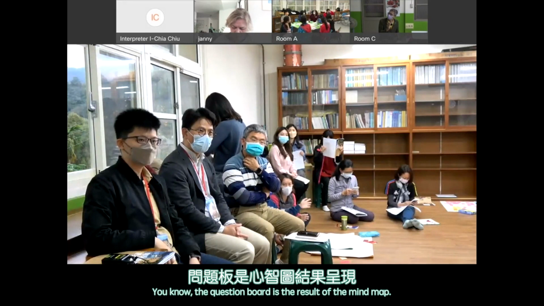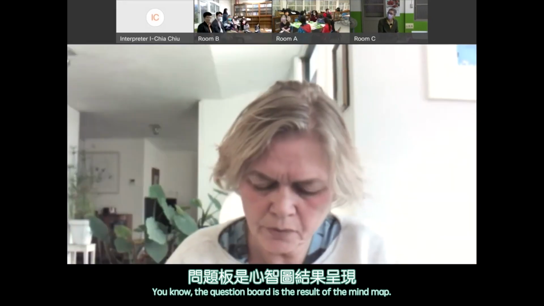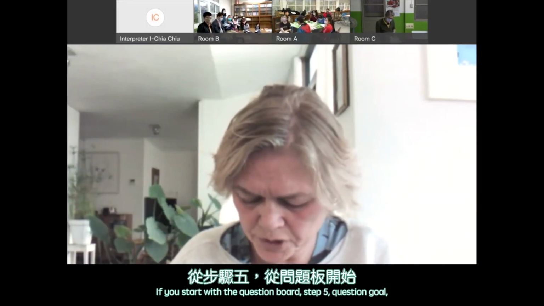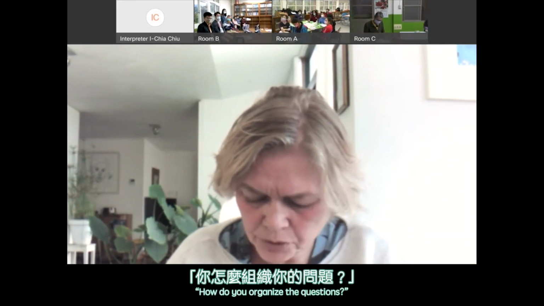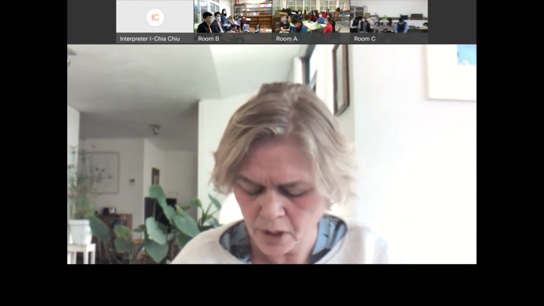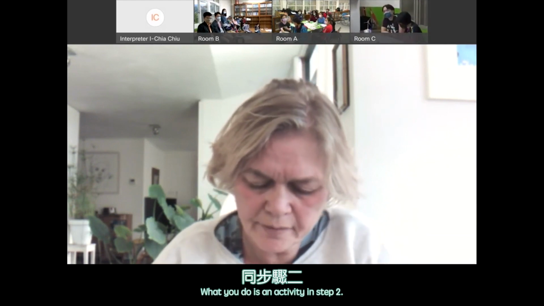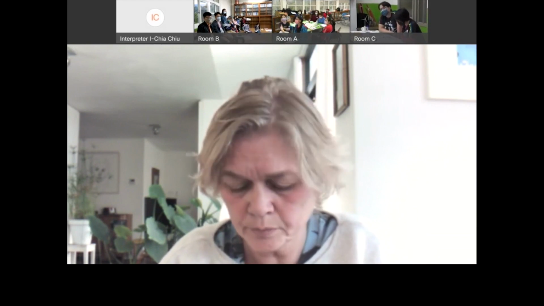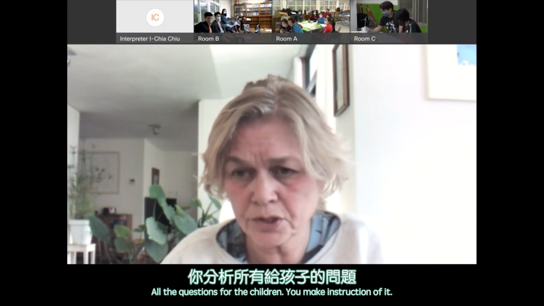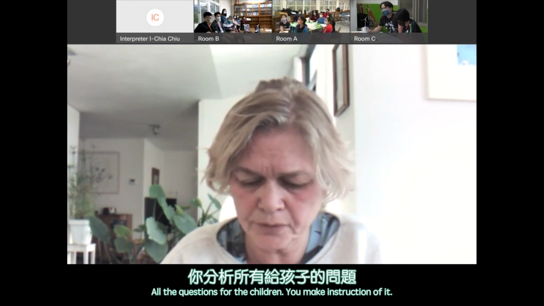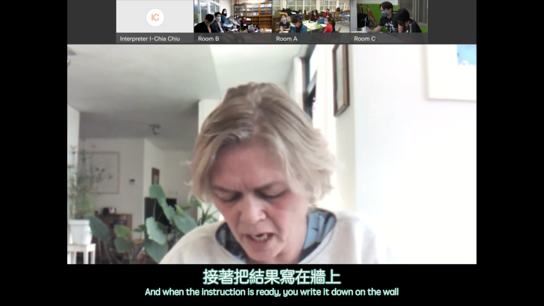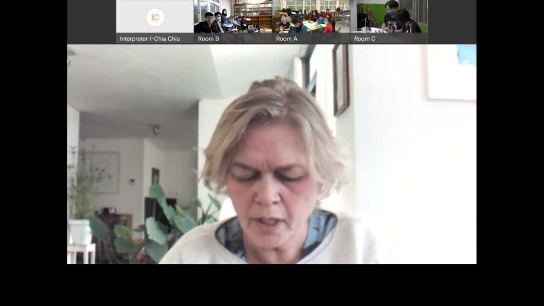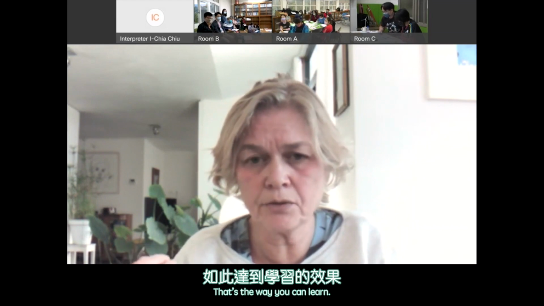You know, the question board is the result of the mind map. If you start with the question board, step 5, the question wall, how do you organize the questions? What you do is an activity in step 2. You organize all the questions of the children, you make a structure of it. And when the structure is ready, you write it down on the wall and you put the mind map away. That's the way you can learn.